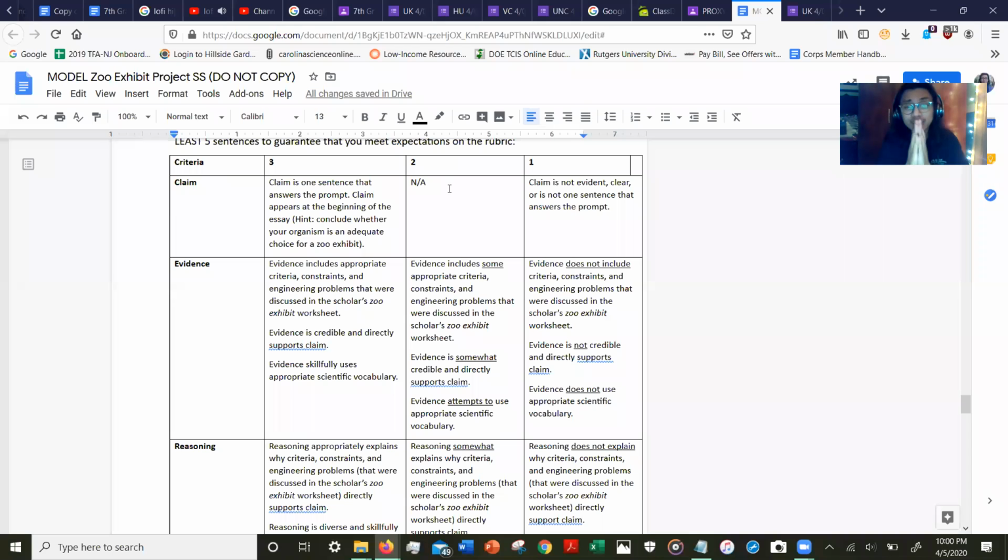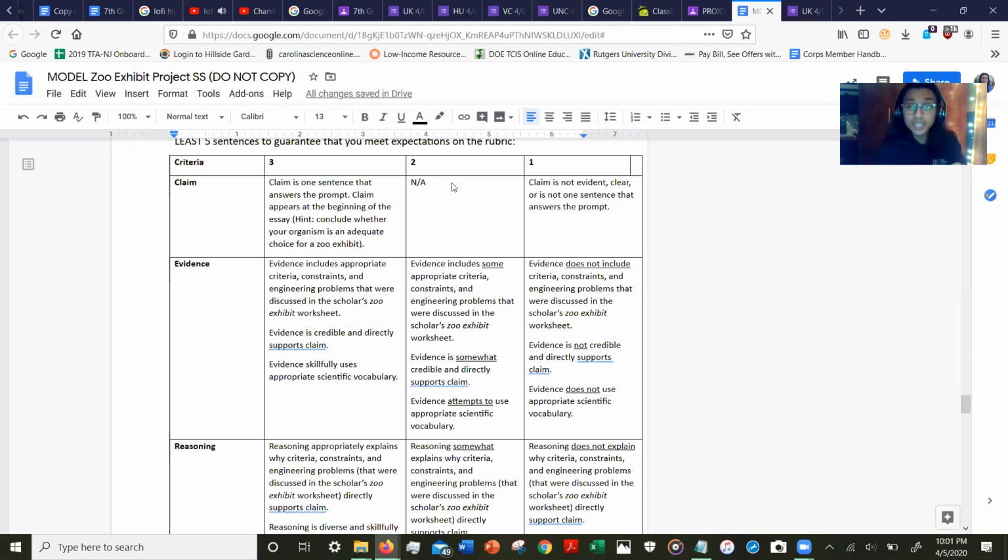So this is a persuasive essay. You are answering the prompt, is your organism a good choice for a zoo exhibit? For your claim, it doesn't have to be a paragraph. Literally, it's one sentence to get all the points. You're answering yes or no. My organism is a good fit, or my organism is not a good fit for my zoo exhibit, or a zoo exhibit for that matter. Now here come the sections, the paragraphs. It can be 1, 2, or 3, but it must fit these rubric standards.